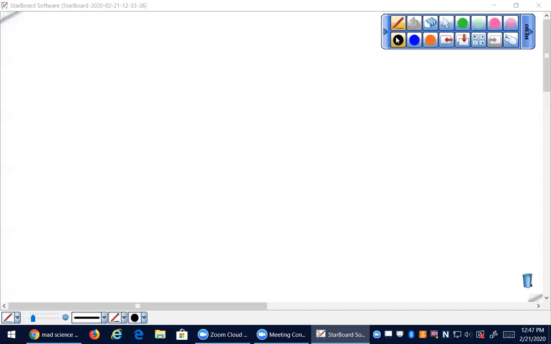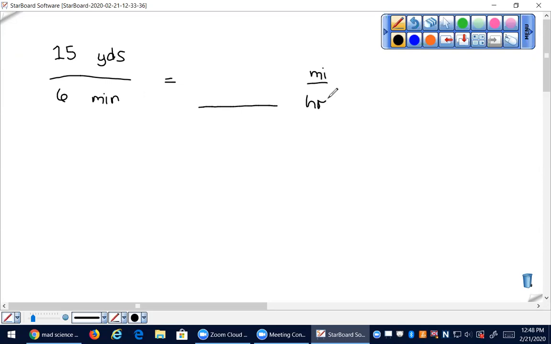Resume recording. Let's start with the big group here on the left. What are your problems that we can all work on over the weekend and talk about when I see you on Monday? Well, we had 15 yards in 6 minutes. How many miles per hour? So 15 yards in 6 minutes is how many miles per hour? A great question. Okay, another one. 36 inches every 30 minutes is how many feet per hour?